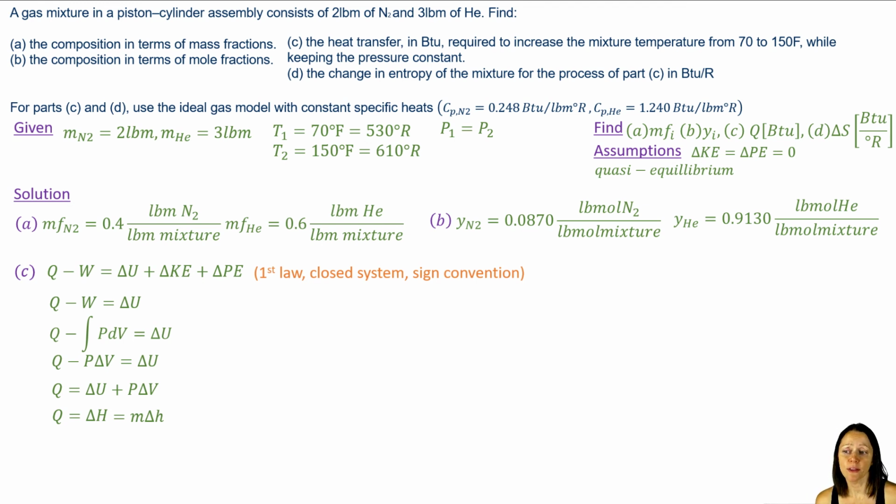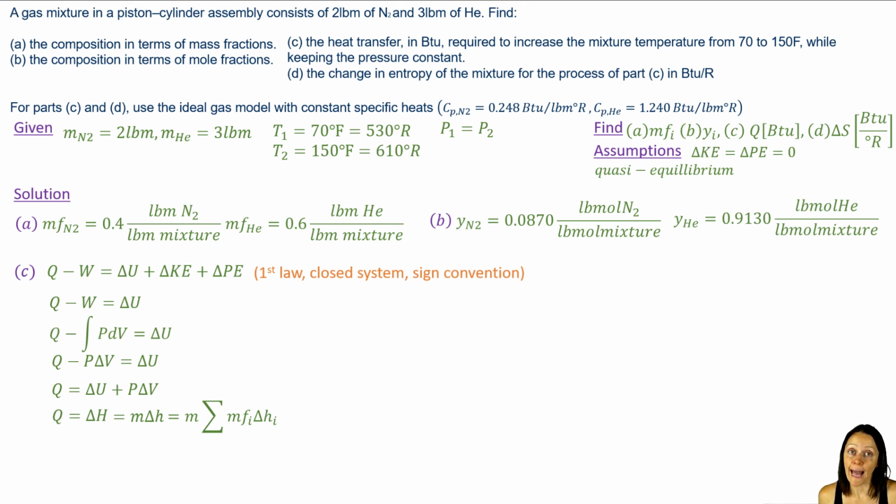And so I know that this delta H for my mixture is going to be a function of the components. So I look on my equation sheet, and there's my equation for delta little h for an ideal gas mixture. All right, so it's a function of the mass fractions and the delta H for each component.